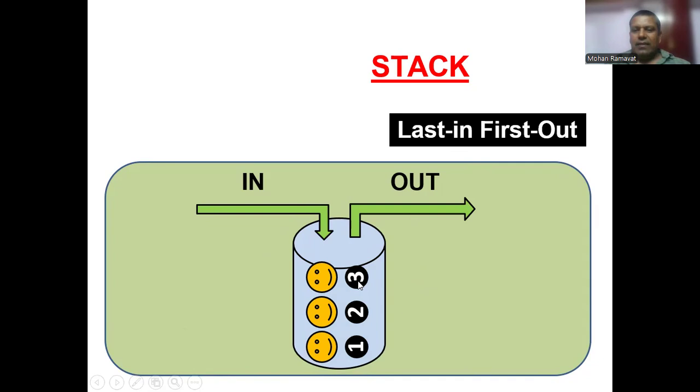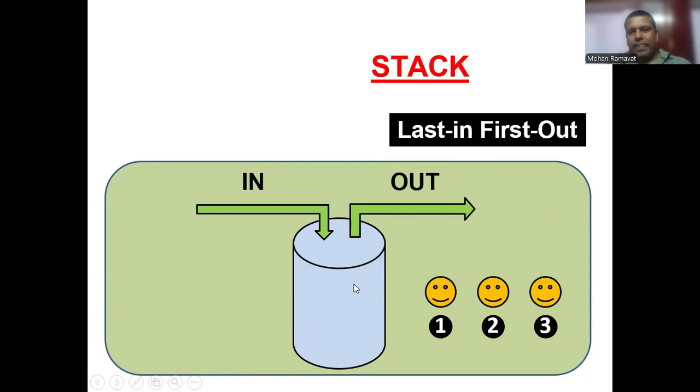That means the person represented by 3 is the person who has entered the room or theater last, but he is the one to go out. That is, he is the one to be removed first. So whoever has entered the stack or the room last will be the first person to be removed from the stack. So that is the push and pop operations of the stack.